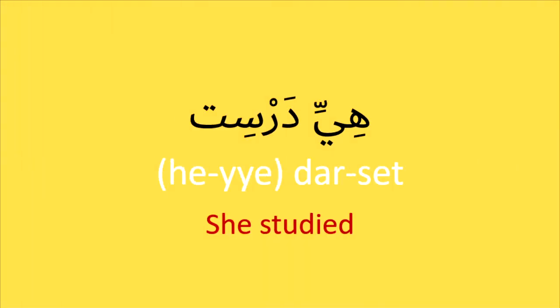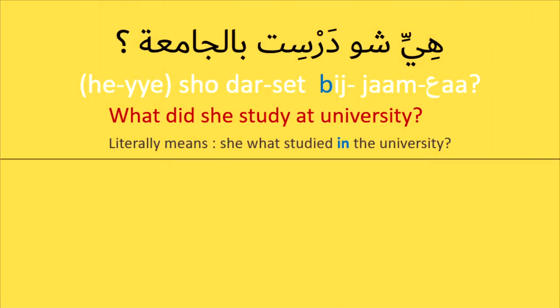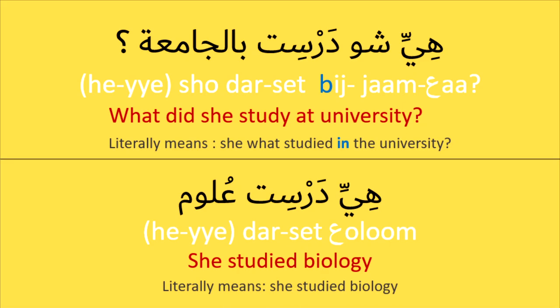Next one. Hiye darset. She studied. Hiye shu darset bijama? What did she study at university? Literally it means she what studied in the university. The reply is Hiye darset ulum. She studied biology.